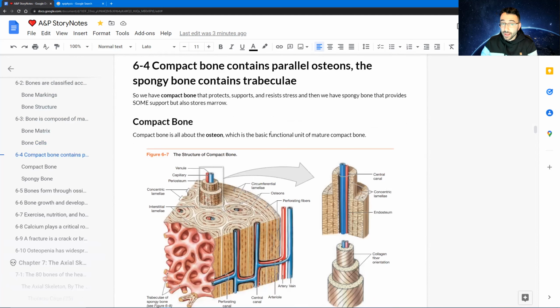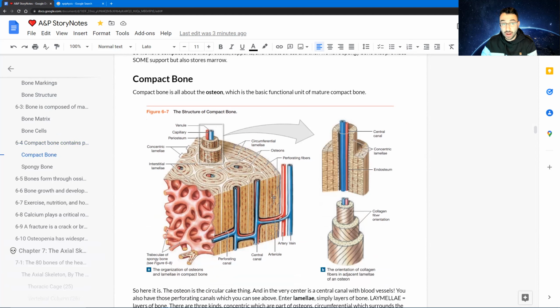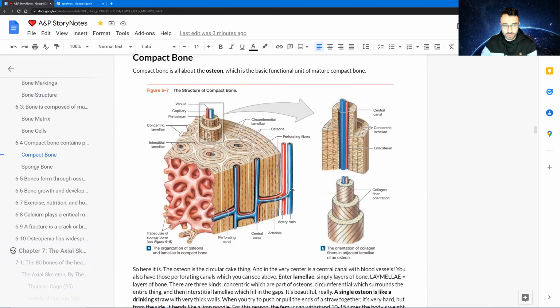Okay. So compact bone contains parallel structures called osteons. The spongy bone contains trabeculae. So compact bone protects, supports, and resists stress. And then we have spongy bone that provides some support, but also stores marrow. Compact bone is all about the osteon. It's the basic functional unit of mature compact bone.